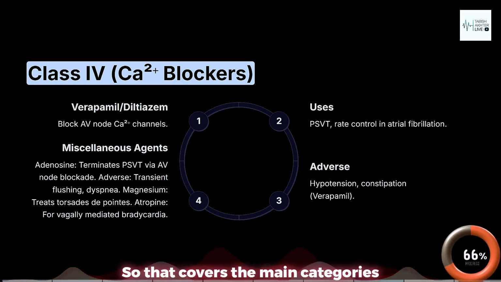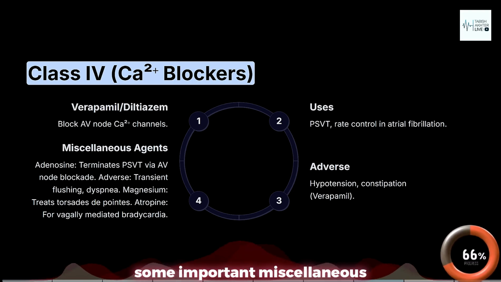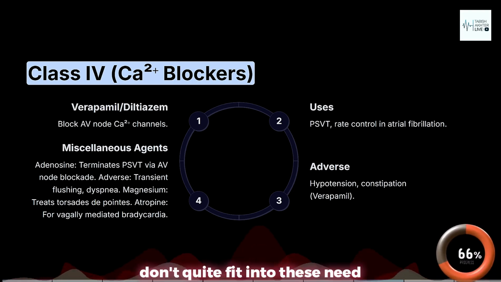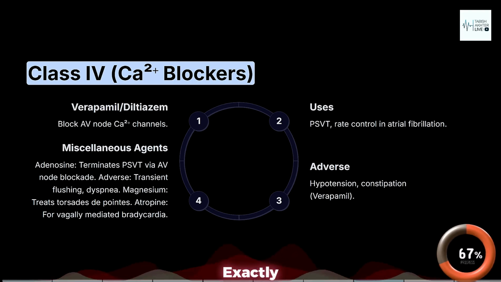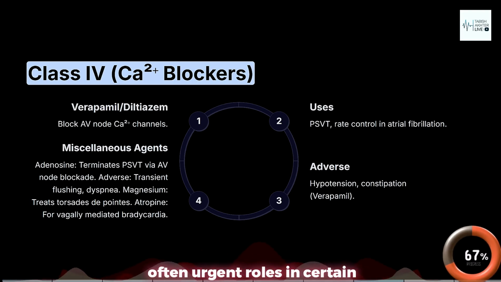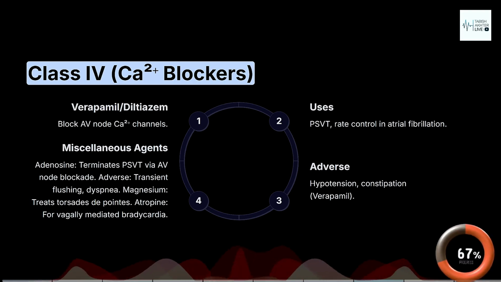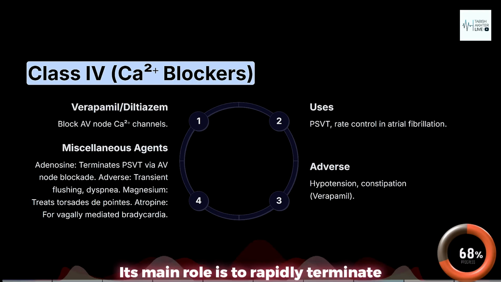So that covers the main categories in the Vaughan-Williams system. But our sources also mention some important miscellaneous agents that don't quite fit into these neat classifications. Exactly. And these are crucial medications that play very specific, often urgent roles in certain situations. Take adenosine, for example. Adenosine. Its main role is to rapidly terminate PSVT.